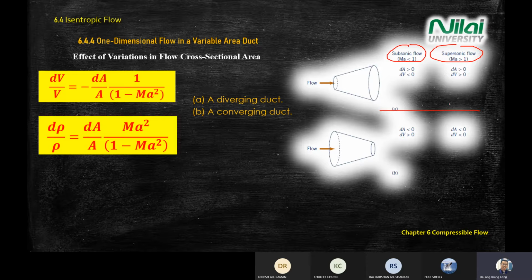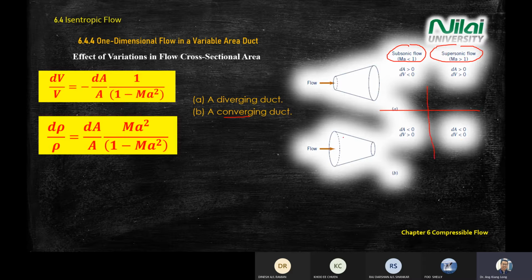Velocity will increase. And what happens if you have a supersonic flow in the converging duct? Because it's converging, meaning big to small, the change of area will be negative, less than 0, because it's smaller. You take something small minus big area, you get a negative value for area. So area change is less than 0. Velocity will be decreasing also.